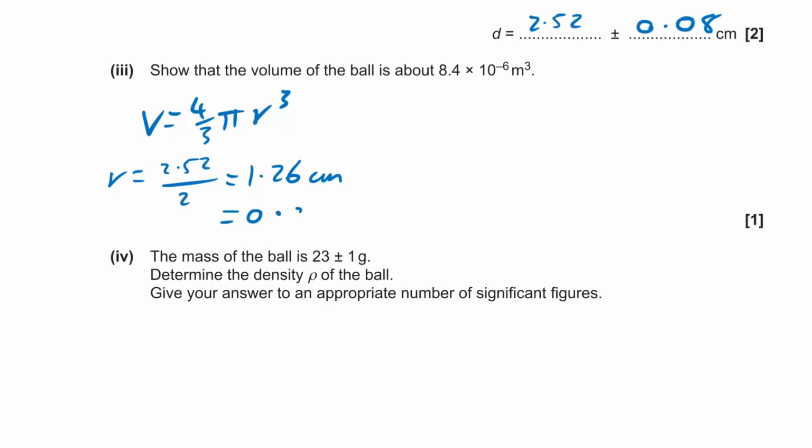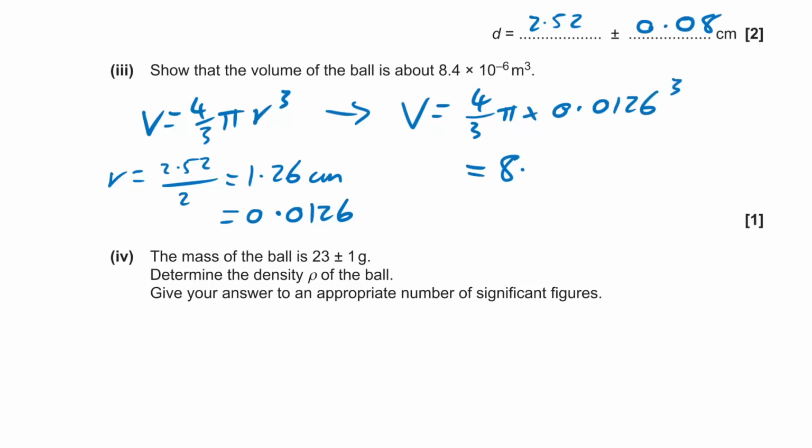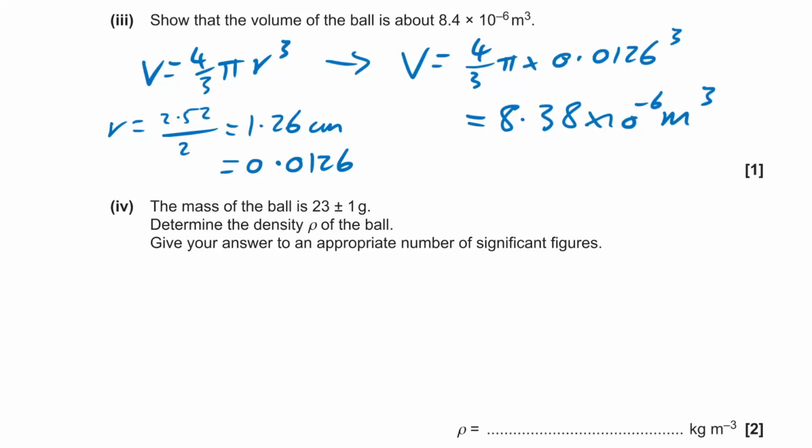So that's 0.0126. So therefore, V is equal to 4/3 pi times 0.0126 cubed. And that does give me 8.38 times 10 to the minus 6 meters cubed. Mass of the ball is that, with an uncertainty of 1 gram.